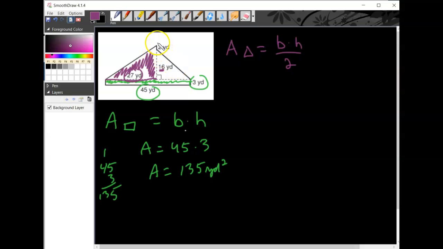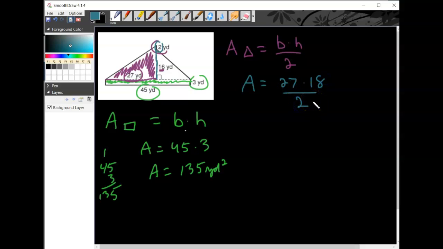But what about up there? That's an extra 2 yards. That 16 yards is only from here to here. So we would have to add that extra 2 yards. That makes a height of 18 yards. So my area of this triangle is going to be base, which is 27, times height, which is 18. Divide that all by 2.